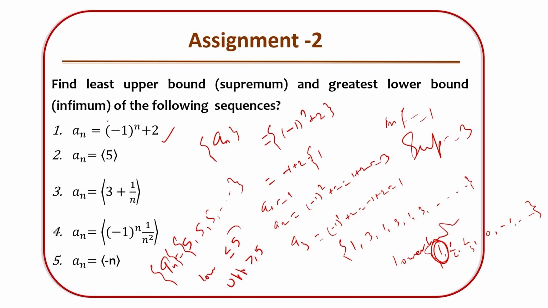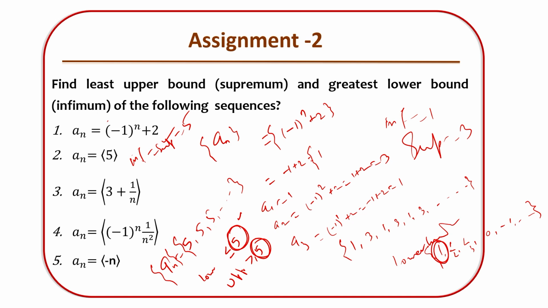What will be the greatest of those lower bounds? This is 5 itself. And what will be the least upper bound? This is 5. So the infimum and supremum are both equal to the same constant number 5.